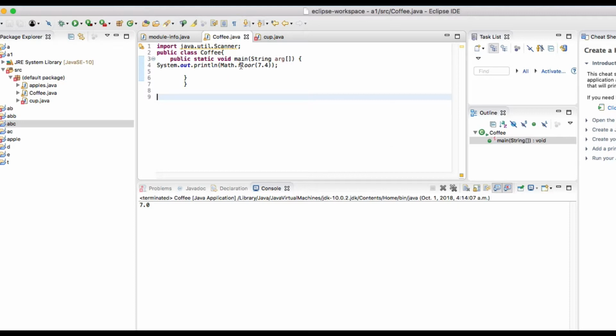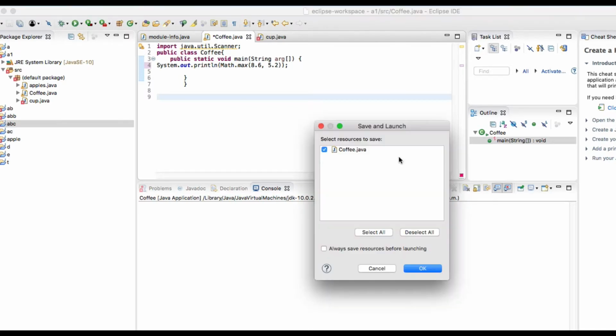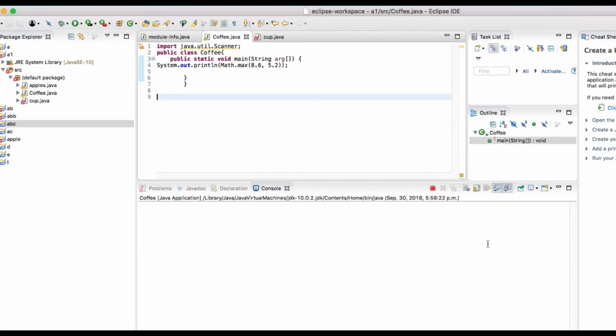And also we can do the maximum. Maximum is when we put two numbers, it's going to compare the two numbers and print out the highest value. Okay, let's say 8.6 and 5.2. It's going to compare these two numbers and print out 8.6 because that's the highest value. So here we got 8.6.